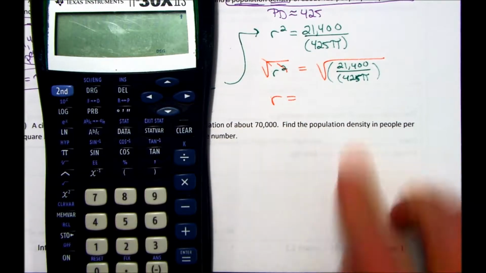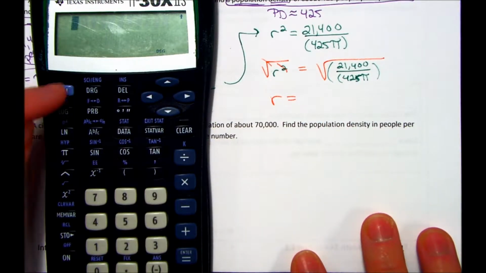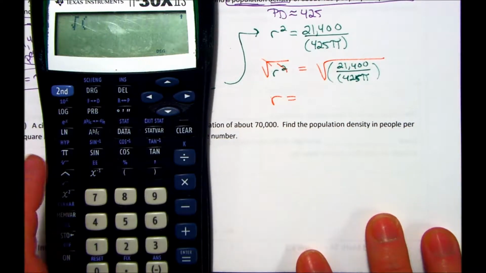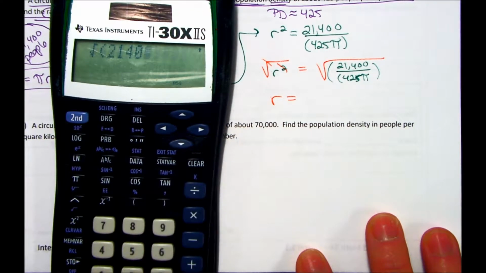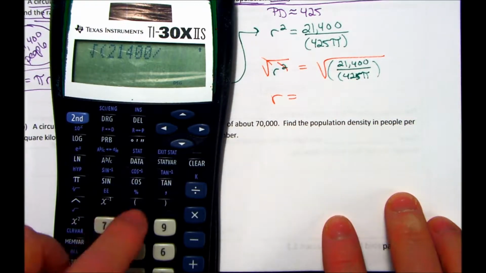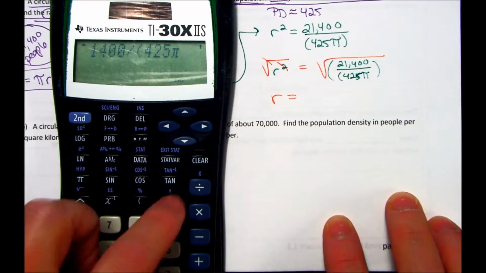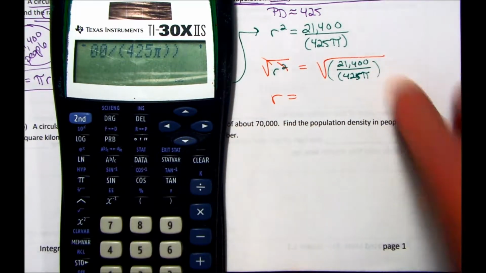All right, so let's see how we put this in the calculator. So I'm going to start out with my square root sign. Square root is above the x squared, hit second and then x squared. Again, it depends on what your calculator looks like. And then I'm going to plug in the 21,400 divided by, now your denominator must be in its own set of parentheses, 425 pi, and then I'll close the whole thing.